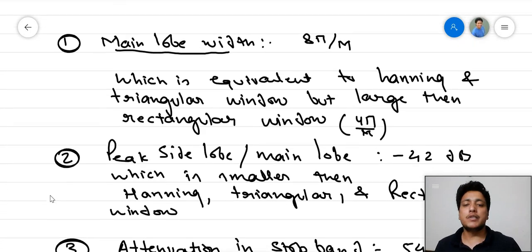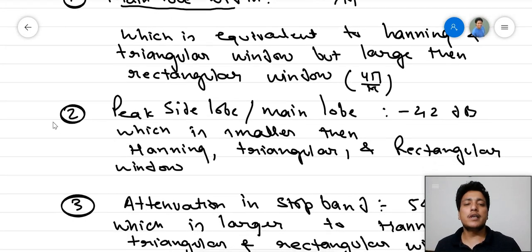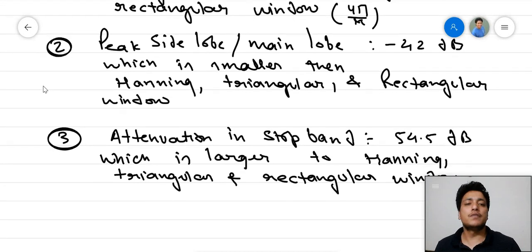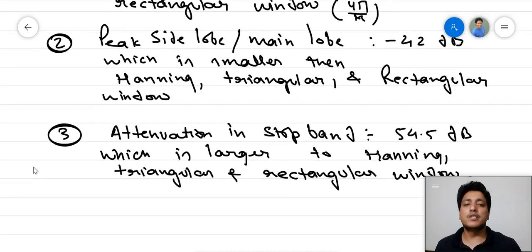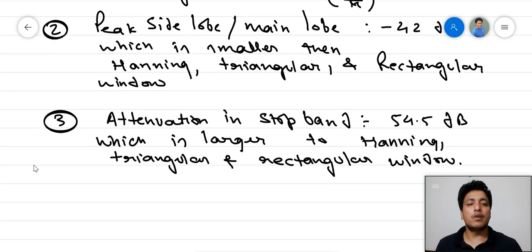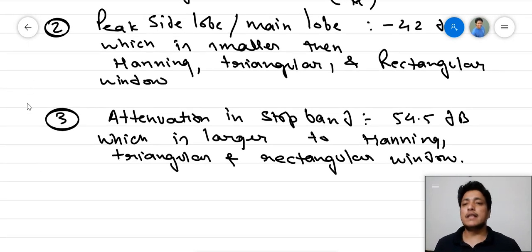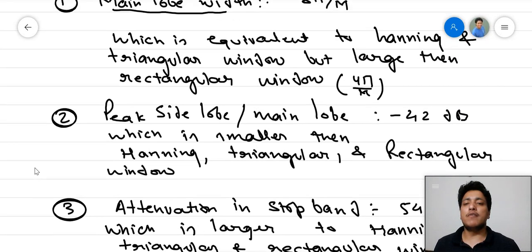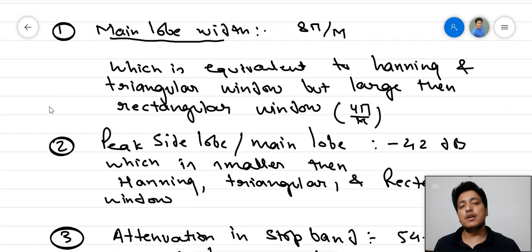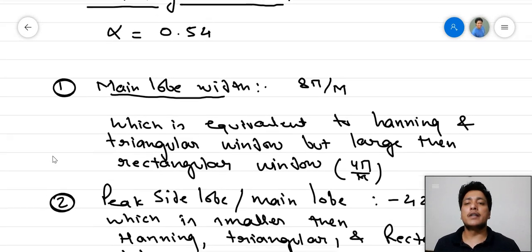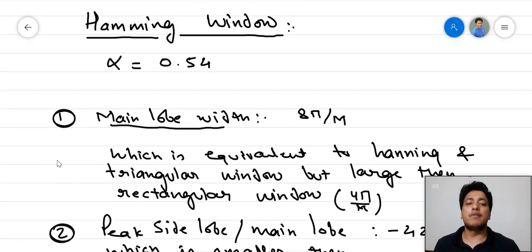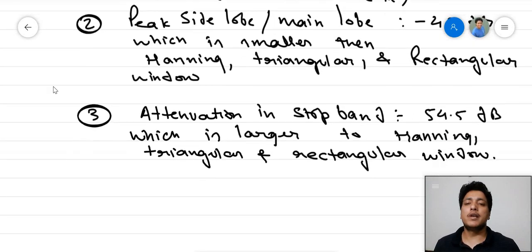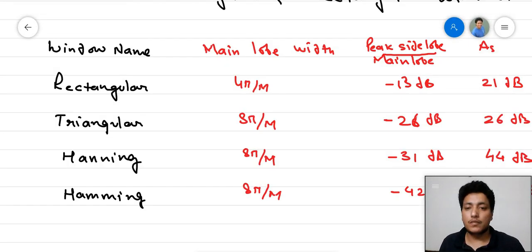Next is the attenuation in the stop band, which in the case of the Hamming window is 54.5 dB, and which is larger than the Hanning, triangular and rectangular windows. One can see that by varying the value of alpha, we have improved over the Hanning window also, and this particular window is called the Hamming window. We'll quickly compare these particular windows.